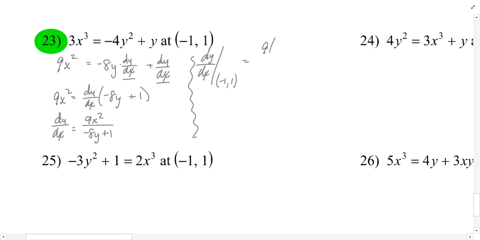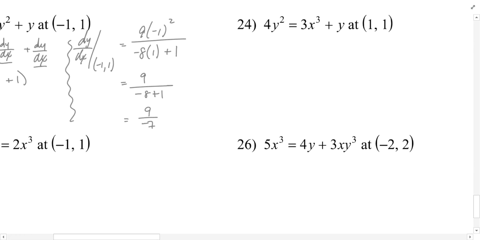So that means I need 9 times negative 1 squared, and I need negative 8 times positive 1 plus 1, which would be 9 over negative 8 plus 1, which equals 9 over negative 7, or negative 9 over positive 7. That would be fine as well. Now I know I'm running into 24 here. This would be a good case for me to work on a separate sheet of paper.